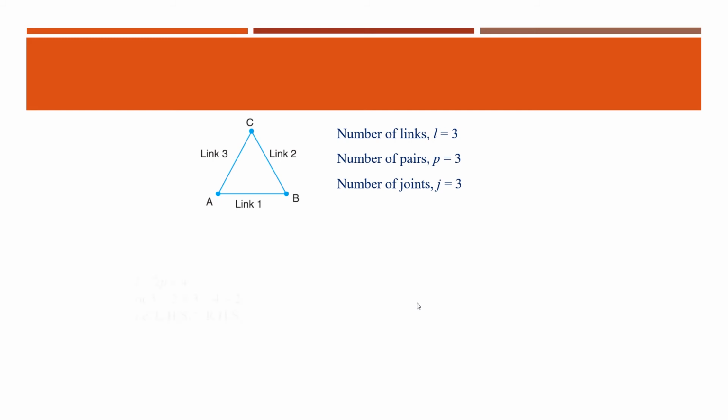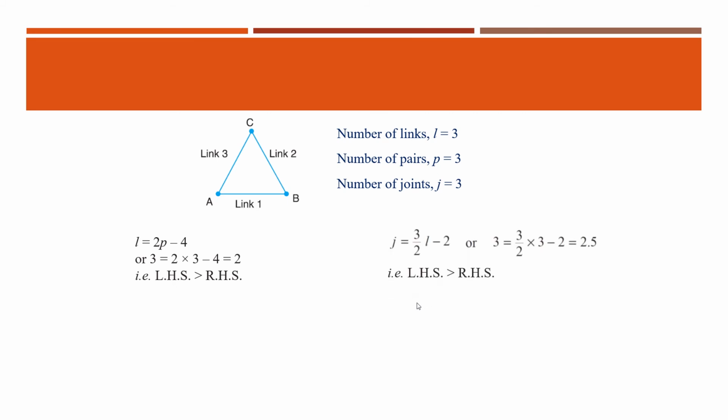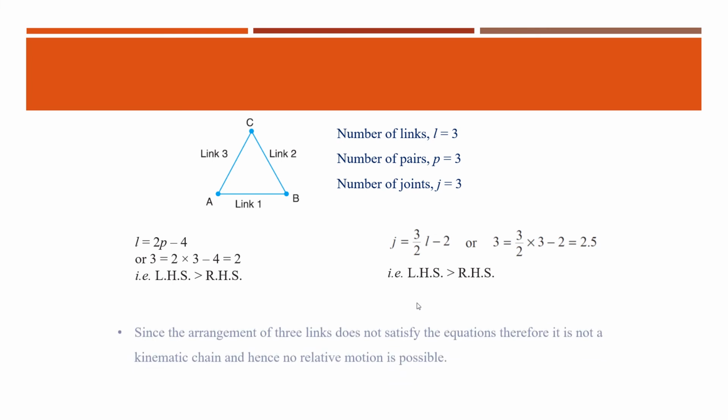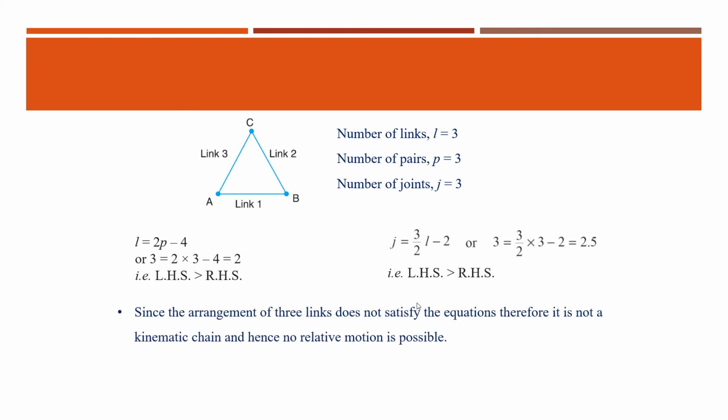Now, let us apply the equations. L is equal to 2p minus 4 and J is equal to 3 by 2 L minus 2. Both the equations are not satisfied. LHS is greater than RHS. So, this arrangement doesn't form a kinematic chain. Since the arrangement of these 3 links does not satisfy the equation, it is not a kinematic chain and hence no relative motion is possible.